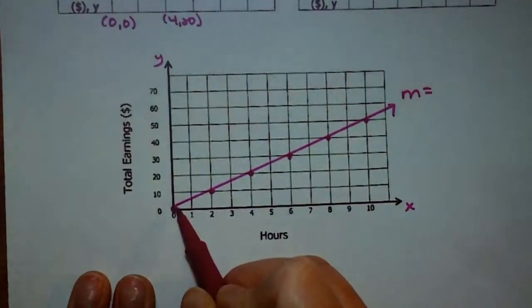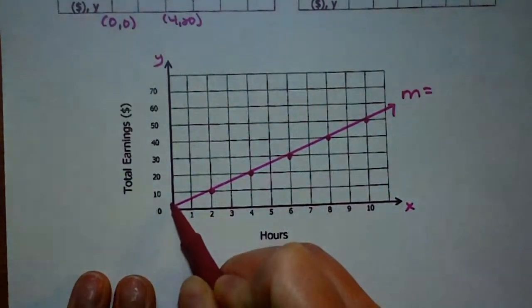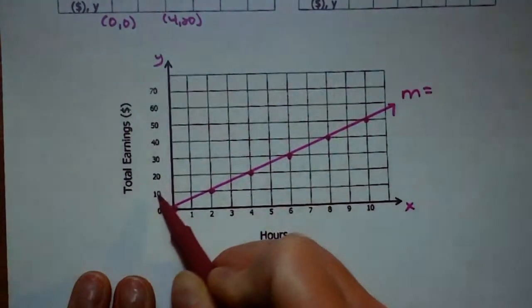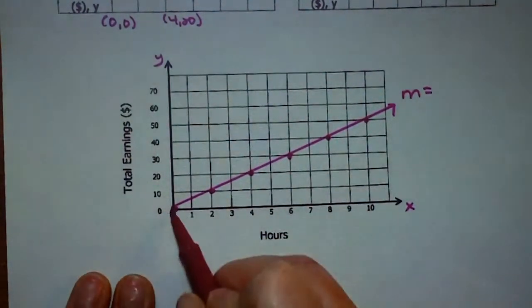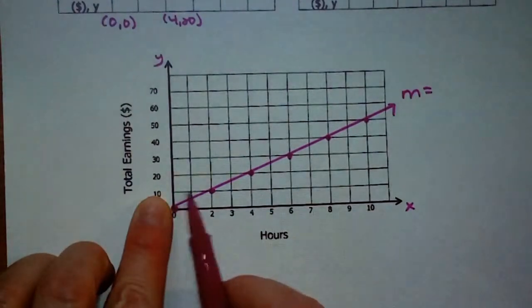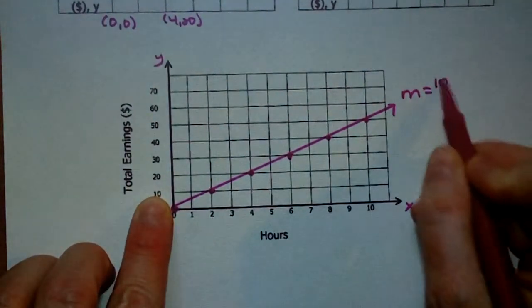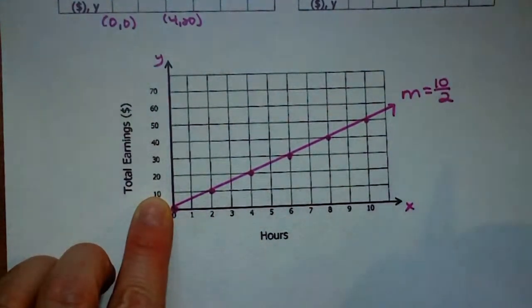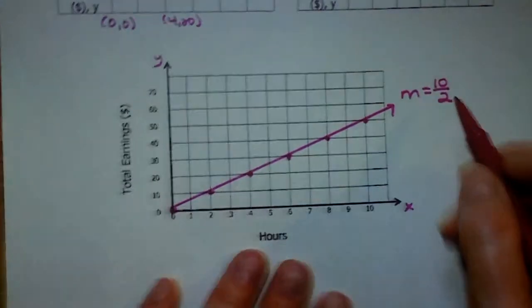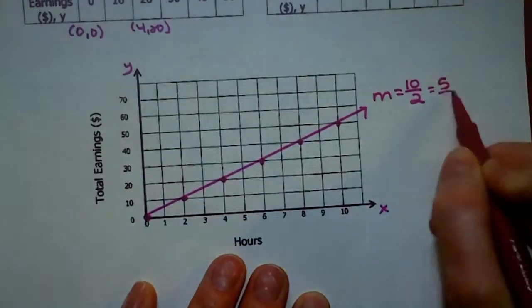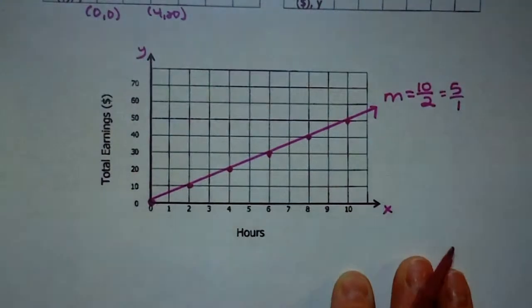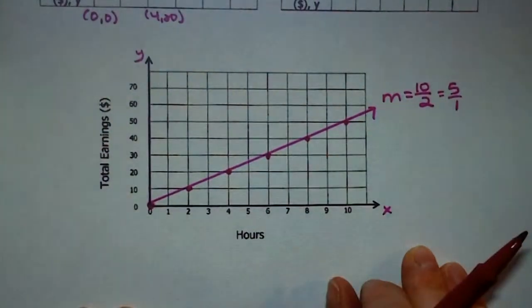Now this time, when you go up, I know it looks like we're going up 1, but the number scale is counting by 10. So you're actually going up 10, and then right 2 to get from one point to the next. So it's 10 over 2. That would be the slope of this line, which we would actually say 5 over 1. All right, so we found the slope of that line.